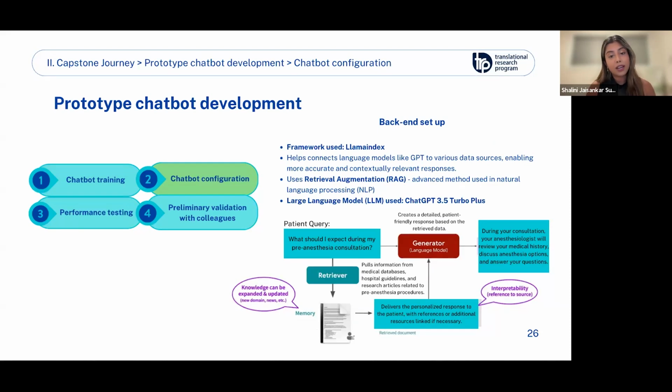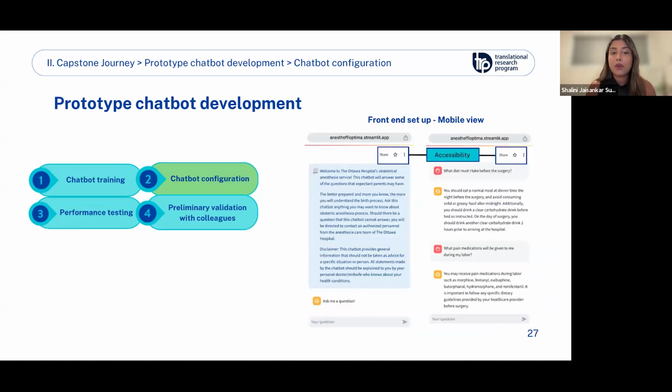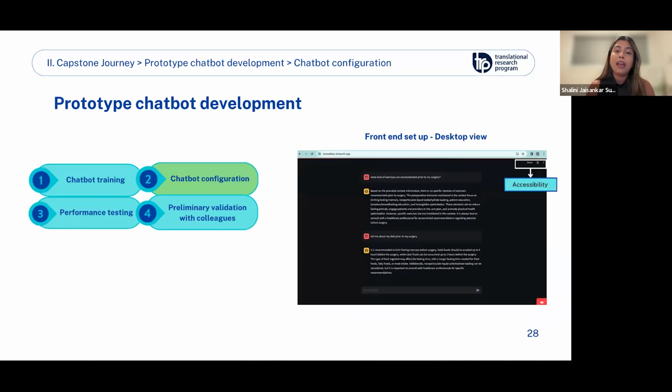Below is a simple diagram to show our chatbot's configuration. When a patient asks a question, it first finds the answer from the knowledge base, which is the information we trained the chatbot with, and then the response is prepared and sent to ChatGPT, the generator, to make it more personalized and friendly. The response is then given to the patient. Here's a mobile view of a working chatbot. It includes some accessibility features at the top and a pop-up message to inform users about the possible risks associated with this chatbot. Here's a web app view of this chatbot.